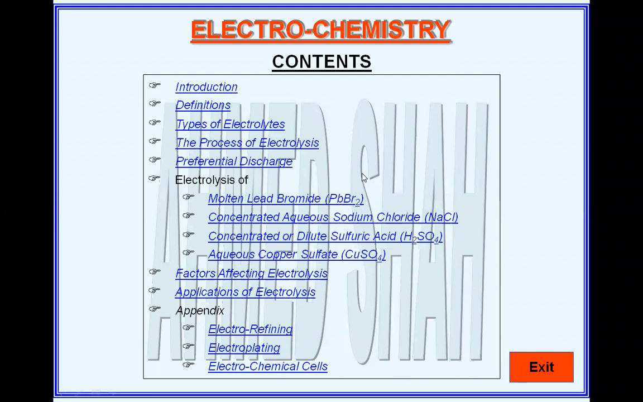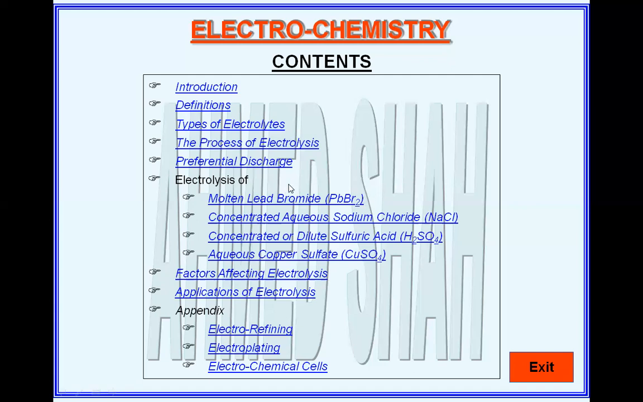Today we are discussing the syllabus part of 5070 or IGCSE chemistry or GC chemistry 0620. In the previous lecture about electrochemistry, we discussed so many topics. In part 1: introduction, definitions, types of electrolyte, process of electrolysis, and the preferential discharge. In the second case, we discussed molten ionic compounds like lead bromide, sodium chloride, calcium iodide, and so many other molten compounds.